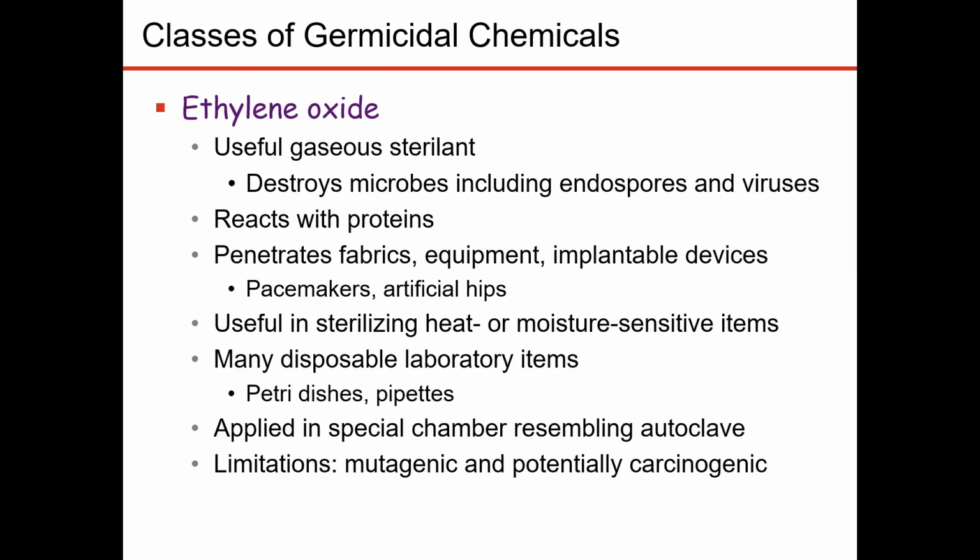Ethylene oxide, this is a gaseous sterilant that destroys pretty much everything. This is going to be very useful for pacemakers, artificial hips, anything that's being inserted into a person for the duration of their life, or as long as we can get it to stay. This is what we're going to clean with, but of course it's going to be very difficult to work with because it is mutagenic and potentially carcinogenic.